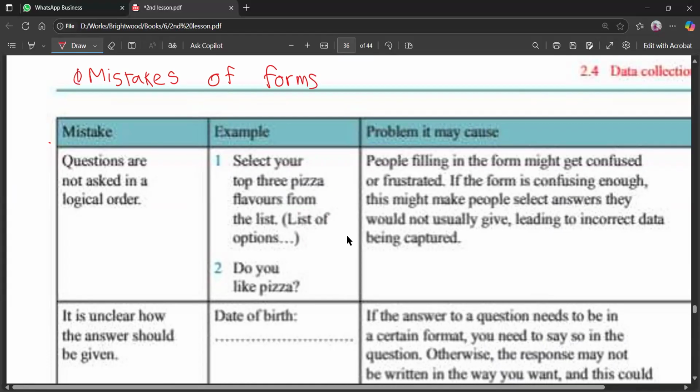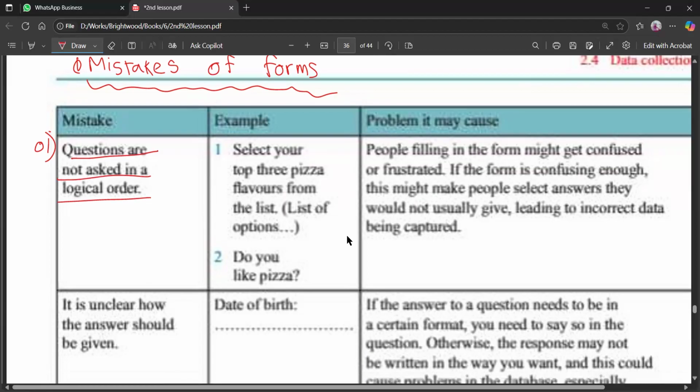Okay. When you are asking questions as a form, the first mistake is what? Questions are not asked in the logical order. There should be a proper order. The second mistake, it is unclear how the answer should be given. How should the answer be given? Okay, can you write down these two first? Okay, write it. Please write it.